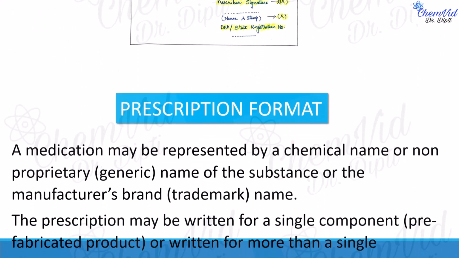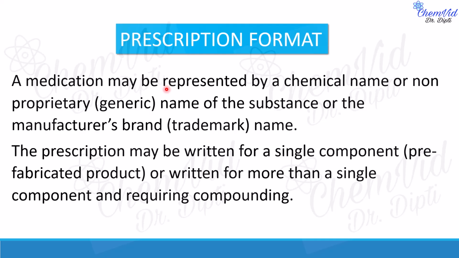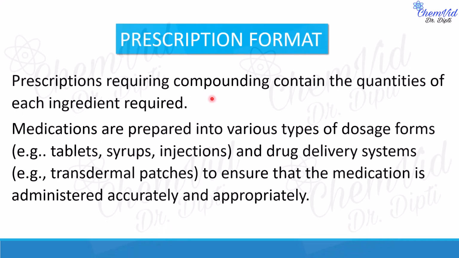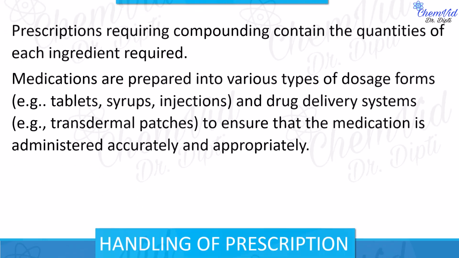Then after this, one should also keep in mind that a medication may be represented by its chemical name, that is its generic name or its trademark, and a prescription may be written for a single component or more than a single component. More than a single component generally requires the compounding of the medication. In a prescription which requires compounding, the quantities of each ingredient required are mentioned, and the medications have to be prepared in various types of dosage forms, like tablet form, syrups or injections, or it can be transdermal patches as well. So all this you can include in your assignment as well.